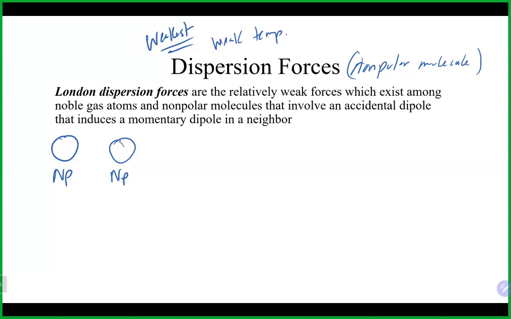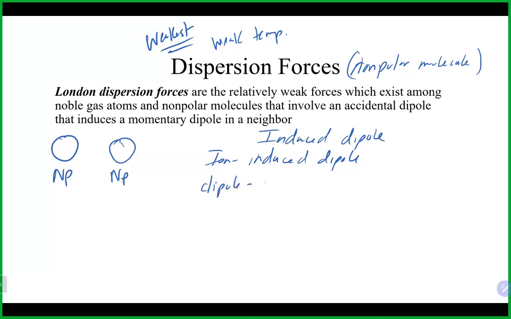So one way that you could get a nonpolar molecule to interact with something is to induce a dipole, and that's sometimes referred to as induced dipole. And there is ion induced dipole, and there is dipole induced dipole.